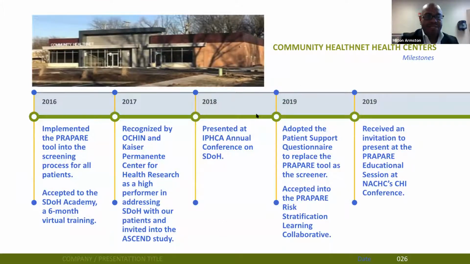So at the top left-hand corner, this is one of our 6 clinics of Community Health Net, and it's one of our newer clinics. So we're really excited about that. This slide really looks at a timeline. We first began doing the work of introducing social determinants of health into the workflow of screening all of our patients in 2016. So we really at that point found that to be some very exciting work.